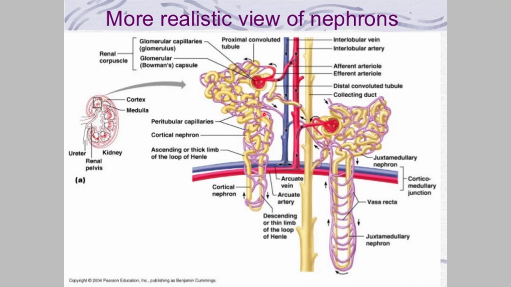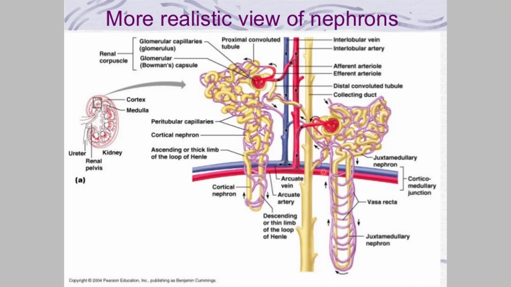The difference is the cortical nephron has a very short loop of Henle, and the juxtamedullary nephron has a very long loop of Henle. The cortical nephron is almost entirely within the renal cortex. The loop of Henle just barely extends into the renal medulla. In the juxtamedullary nephron, the tubules of the PCT and DCT are within the renal cortex, but the loop of Henle extends very, very deep into the medulla.